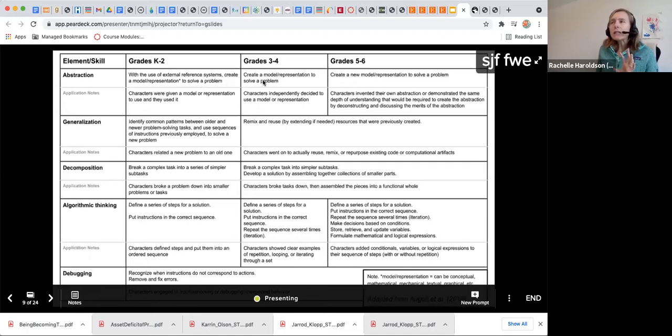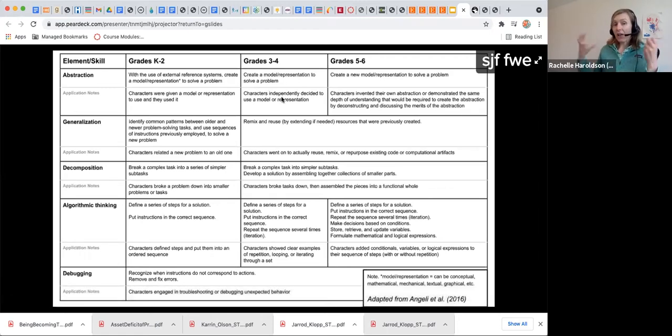There are some similarities at grade 3, so we noted the difference when we were looking at the books. What's really the difference between K-2 and grades 3-4? Well, if the characters were given a model or a representation to use and they used it, we said that really was at the K-2 level. But at the 3-4 level, if the characters independently, with no one telling them, decided on their own that they wanted to use a model or some sort of representation, then that would really be using abstraction at the grade 3 or 4 level.